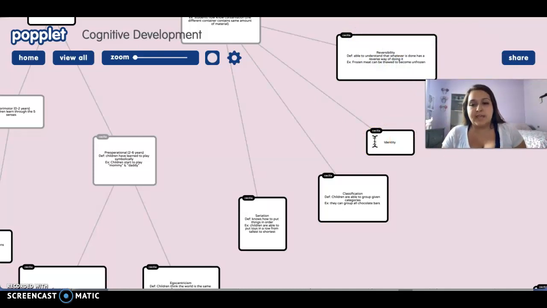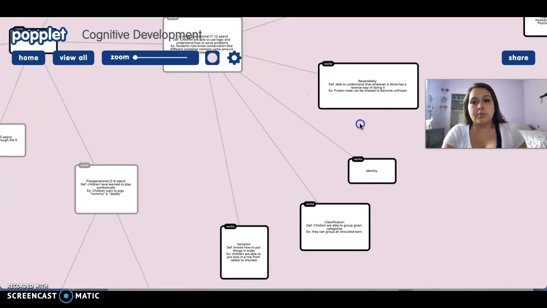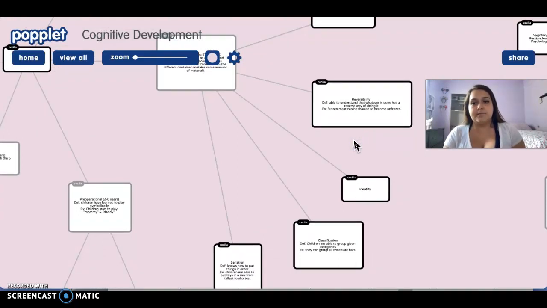Then we have classification. Children are able to group things given different categories. So they're able to group all the chocolate bars because they're able to do that now at this stage. There is also reversibility, which is understanding that whatever is done has a reverse way of doing it. An example of this is if you freeze meat, the child knows that it can be thawed out to become unfrozen again. At this stage, children already learn this.